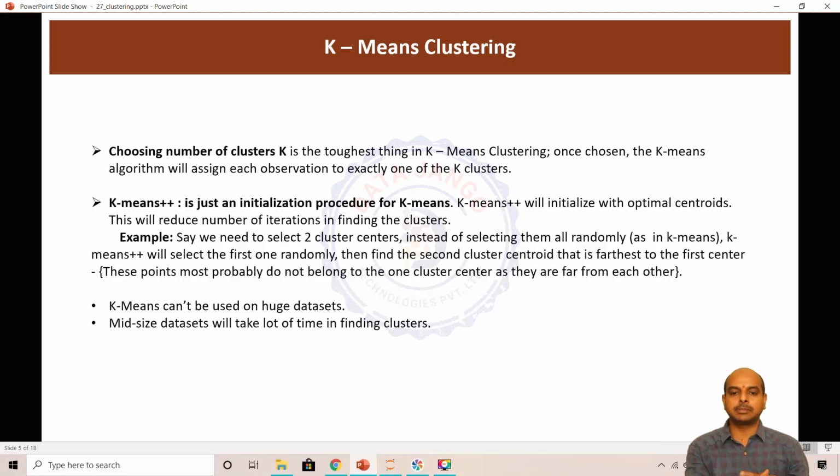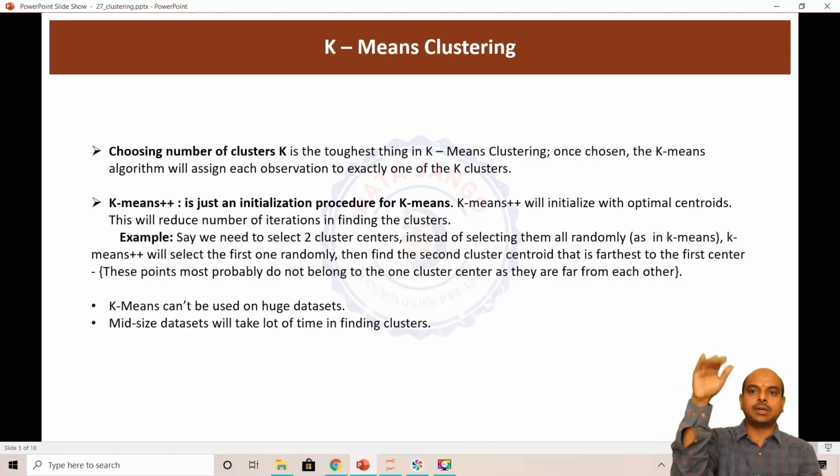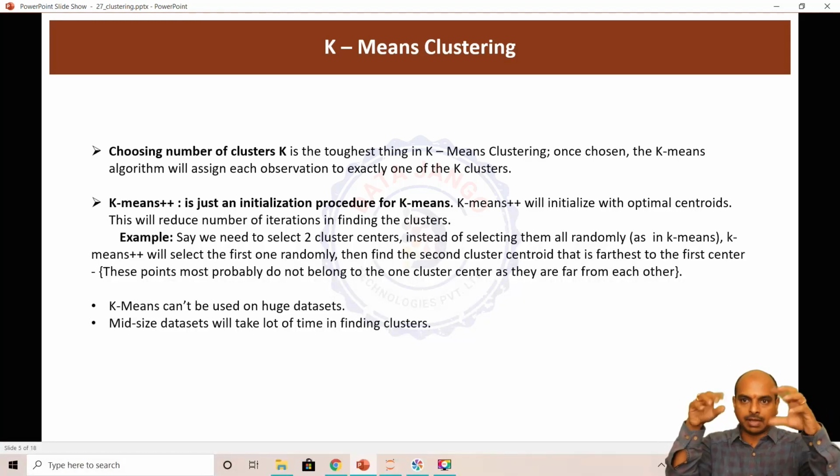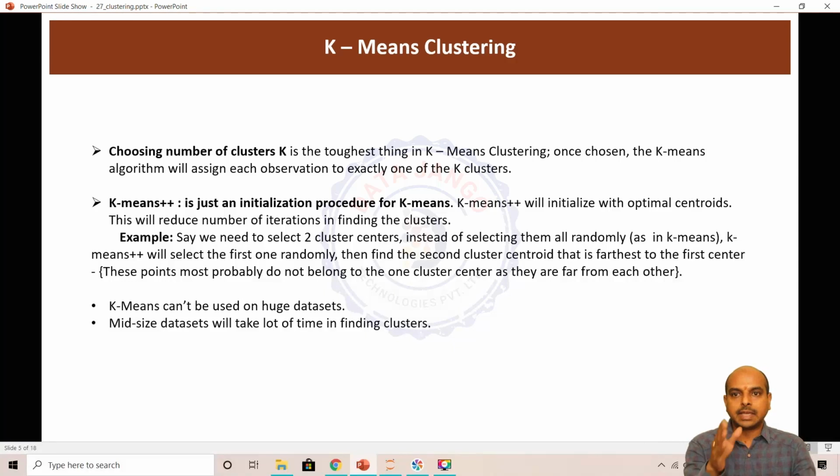When I say init is equal to k-means plus plus in scikit-learn, it chooses the first cluster centroid randomly, and chooses the second cluster centroid far from the first, so that the second centroid is always in the other cluster. If you have 3 clusters, it chooses the first one randomly, the second one as the farthest one, the third one far from these two, the fourth one far from all these 3, something like that. So k-means plus plus is a cluster centroid initialization process. It reduces the number of iterations in finding the best cluster centroids. So that is k-means plus plus.